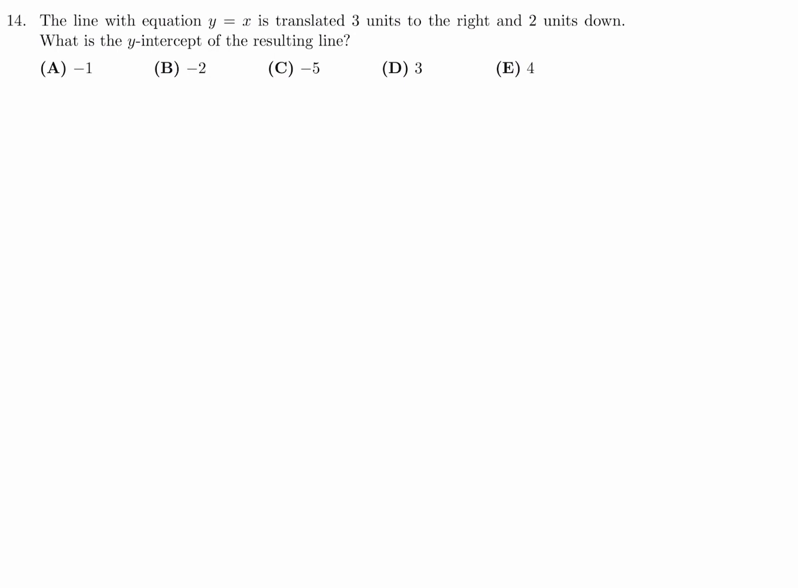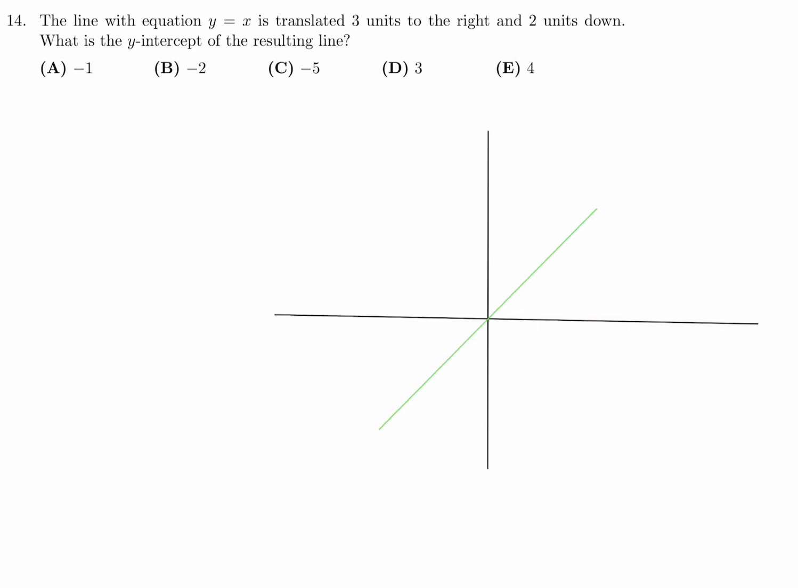The line with equation y equals x is translated 3 units to the right and 2 units down. What is the y-intercept of the resulting line? So we've got the line y equals x, which obviously goes right through like that. Then we're taking this and translating 3 units to the right. So approximately here, 3 units to the right, so that is 3. And since we just translated that, it basically goes to the equation y is equal to x minus 3.